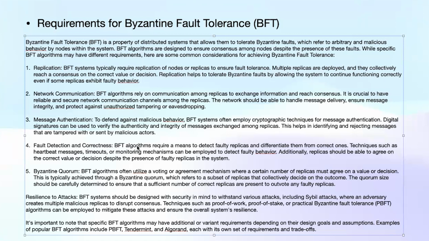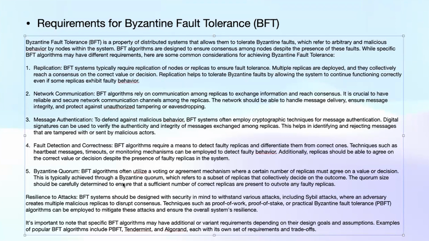BFT algorithms require a means to detect faulty replicas and differentiate them from correct ones. What this means is fault detection and correctness. We need to monitor if some validators, or someone, is trying to send faulty transactions, so we are able to identify it and also correct it. Not correct it meaning correcting the info coming from the user, but correct it in the next transactions that are being taken on our chain.